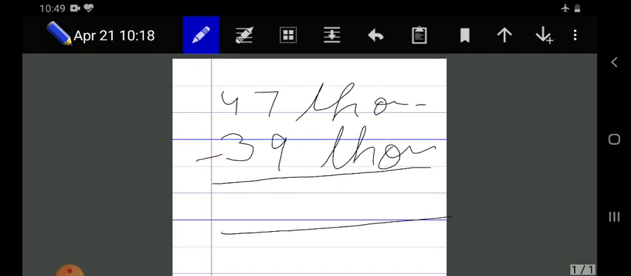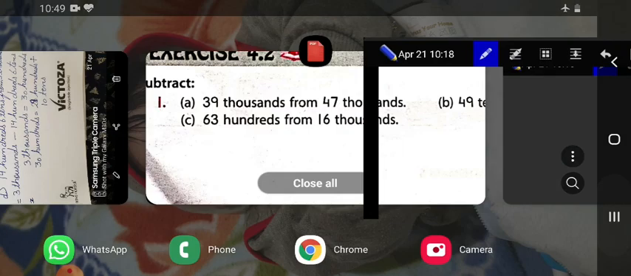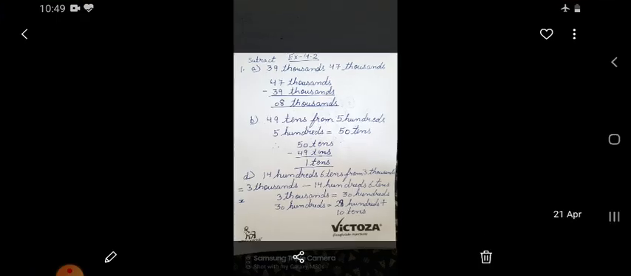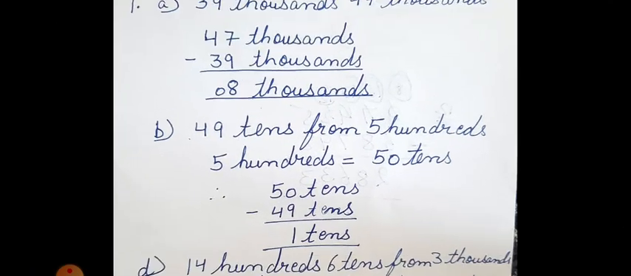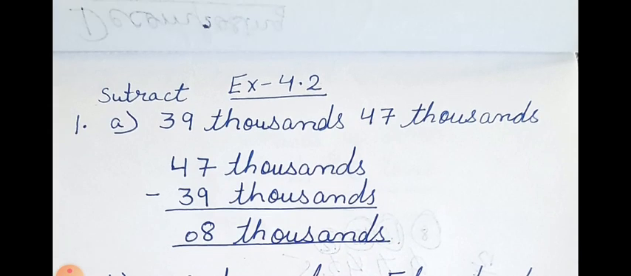Okay, if we subtract this, it will become 8, that is 8,000. So I'll show you how you will do it in your notebooks. I'm going to do it like this only. Okay, subtract 39,000 from 47,000. Sorry, I forgot to write the "from" in between. So you will write properly, kindly. So 47,000 minus 39,000 is equal to 8,000. Okay.